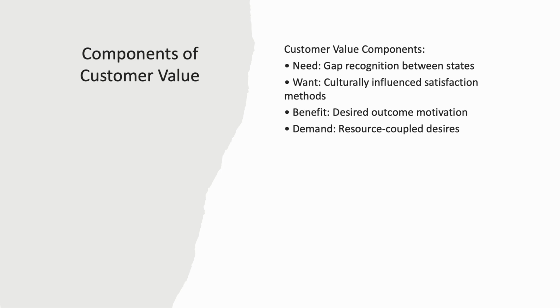an alternative solution. A want represents the desire to satisfy needs in specific ways that are culturally and socially influenced. Cultural background, social status, personal experiences, and peer influences all shape how individuals want their needs satisfied. The same underlying need can manifest as very different wants across different cultures or individuals. For instance, the need for transportation might be satisfied by wanting a luxury sedan in one culture, while another culture might want efficient public transportation.